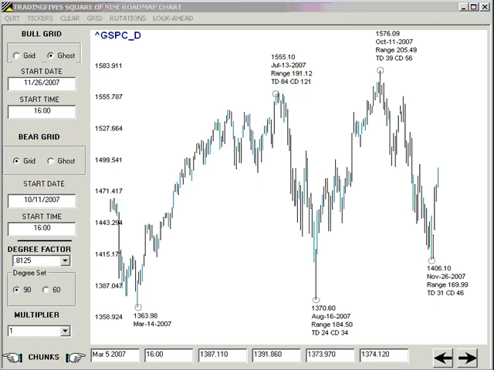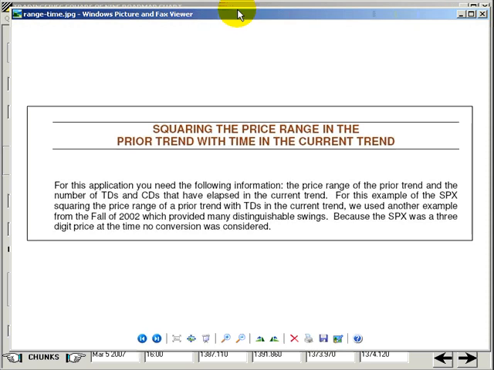There are 5 different methods, 5 different ways that you can determine if price and time have squared. One of those methods is squaring the price range in the prior trend with time in the current trend. Naturally, we cover all those ways in the book. But this is the method that we're going to be using today in the video. But the technique and the procedure is exactly the same for all of the different methods. You take the same steps.